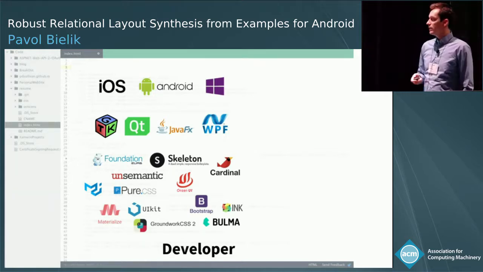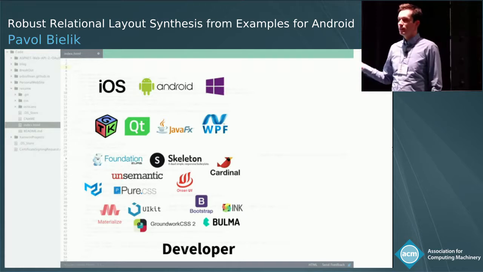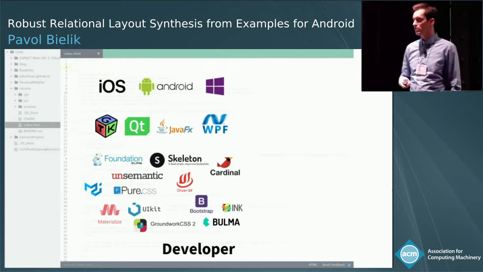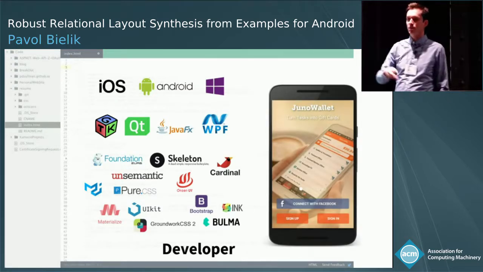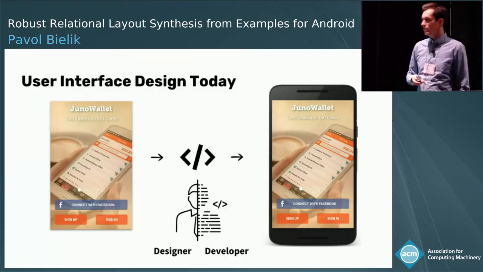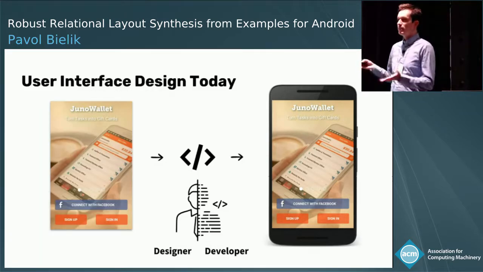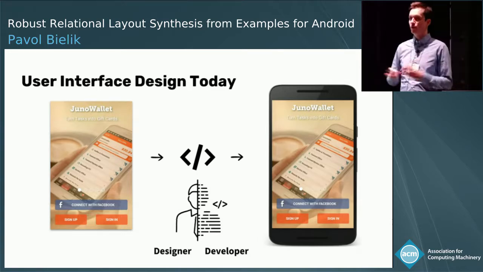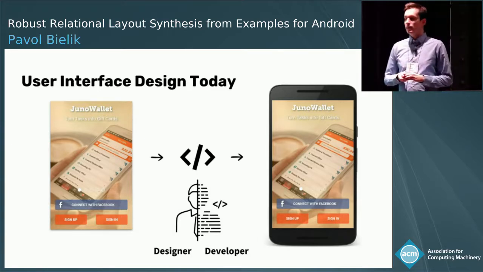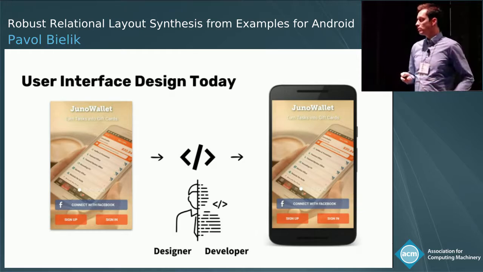And in fact, the developer often doesn't even see what the layout looks like. He has to compile the application and then render it on a device to see, oh, this is how it looks like. I go back to the code and rewrite it. So there is this fundamental gap between these two sides. There is a designer, there is a developer, and they have to coordinate. And what we try to do in our work is to automate this process.